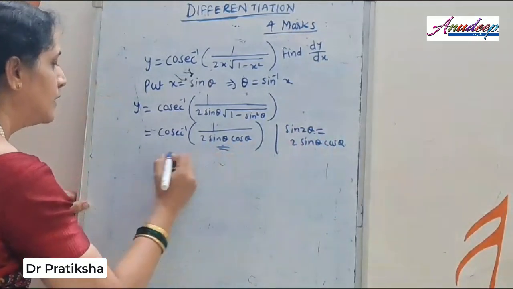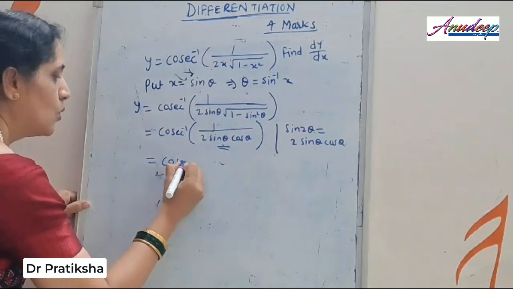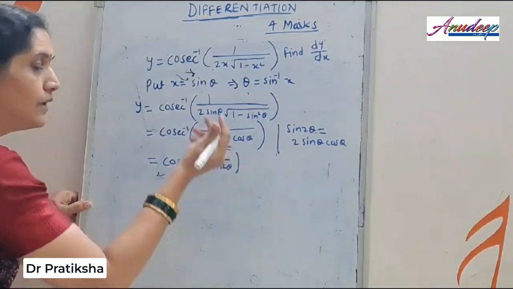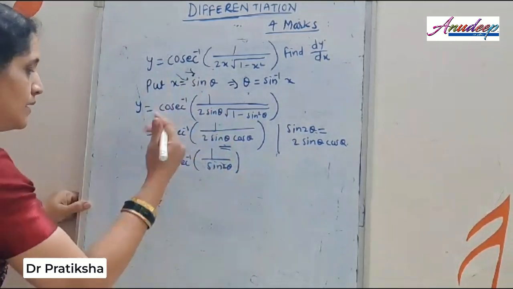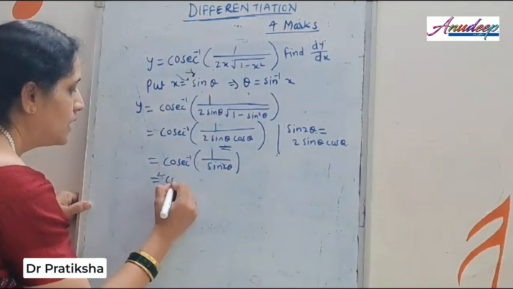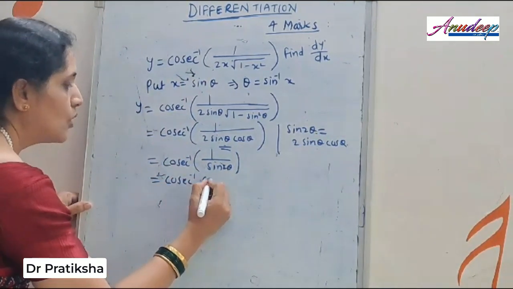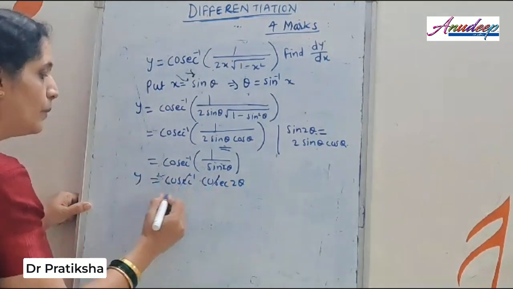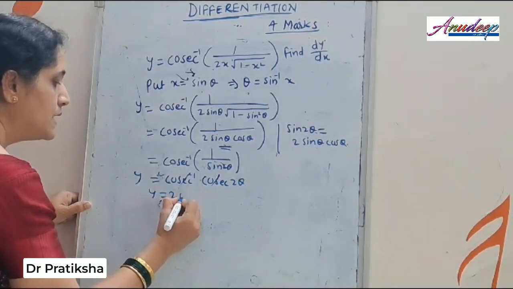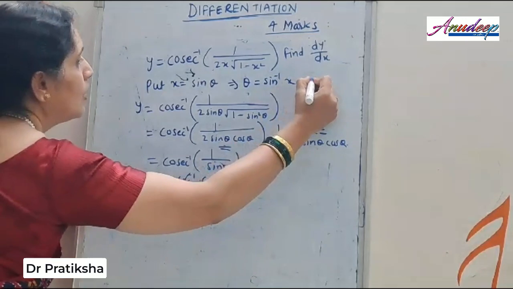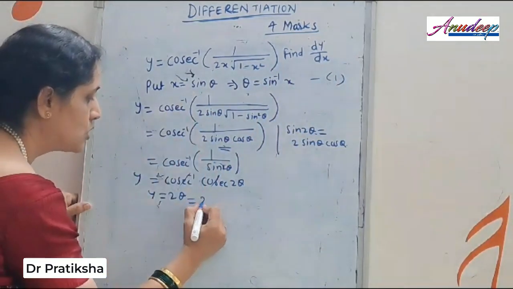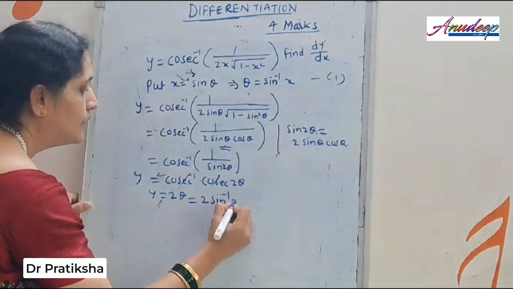So this is nothing but it is equal to cosec inverse of 1 upon sine 2 theta. Again, 1 upon sine theta is cosec theta. So what we can write? It is cosec inverse of cosec 2 theta. So the problem will reduce to simply y is equal to 2 theta, and from equation 1, the theta value is sine inverse of x, which is 2 sine inverse of x.